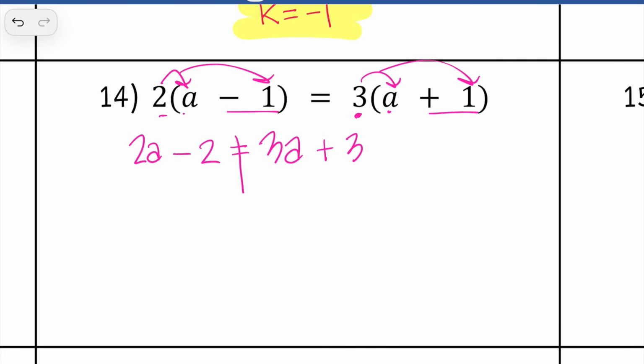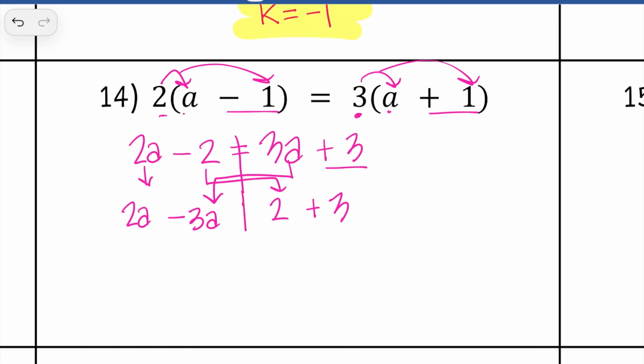Now I can use my vertical line method. So I'm going to draw in that vertical line. Start over here with the 2a. It's on the correct side, so it comes straight down. Then that minus 2 needs to switch sides. So instead of being a minus 2, it's a positive 2. 3a needs to come over here. Since it's switching sides, it becomes a minus 3a. And then the plus 3 is on the correct side, so you come straight down and it just stays plus 3.